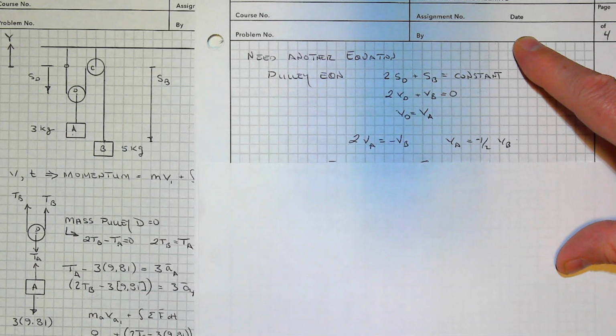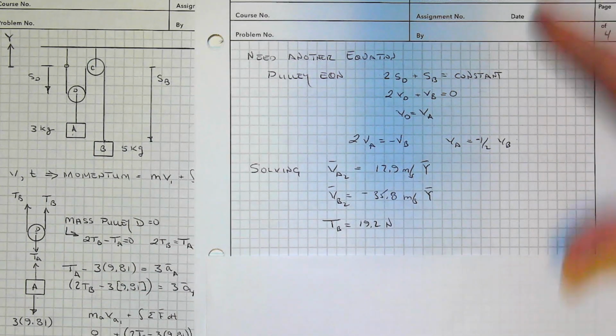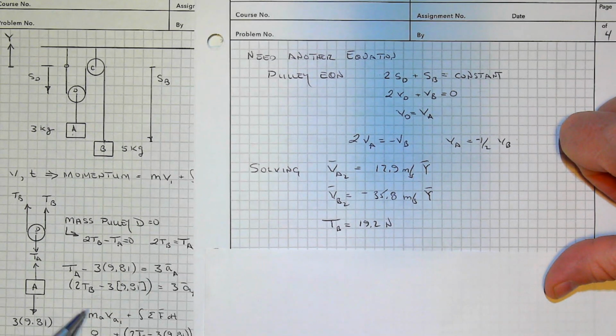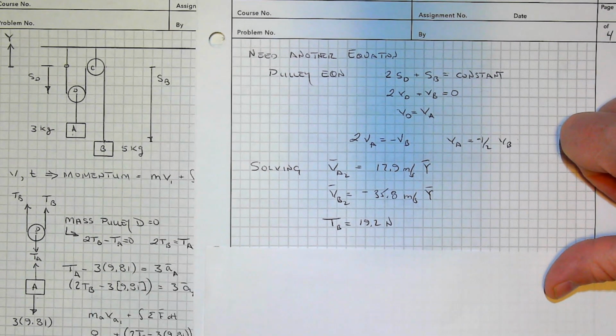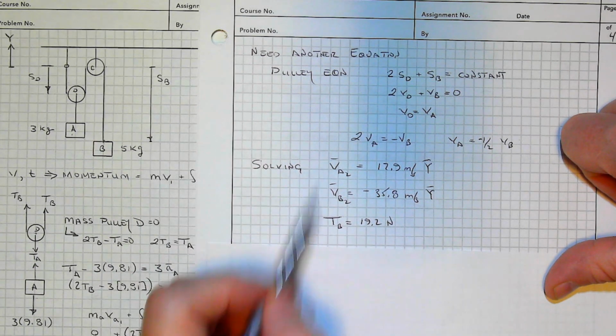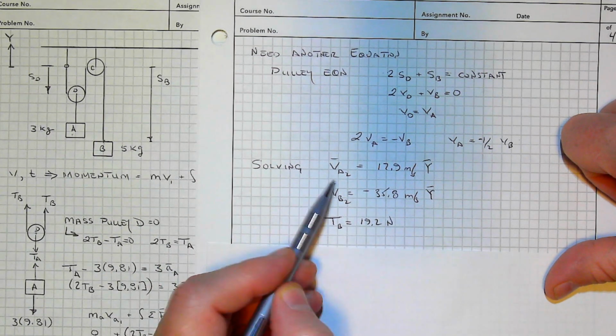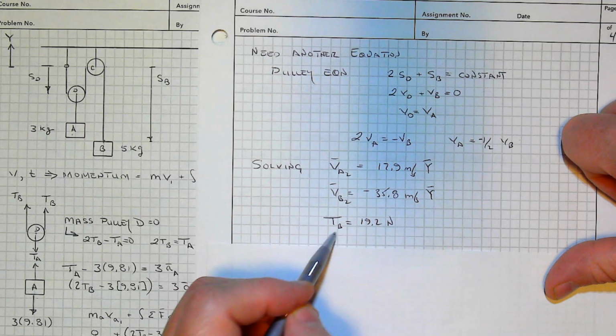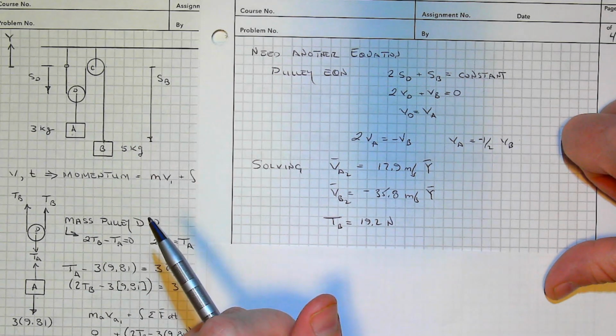I needed one more equation, and once you have that, you can solve this equation. These 2 equations, there's one here, there's one a little lower. You've seen them a moment ago. I'll leave this work to you, but solve them. Bam. Here's VA, 17.9 meters per second. VB, minus 35.8, and the tension in the rope's 19.2 newtons.